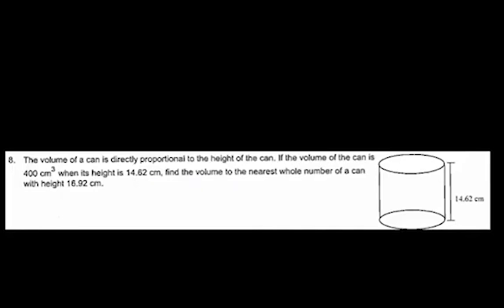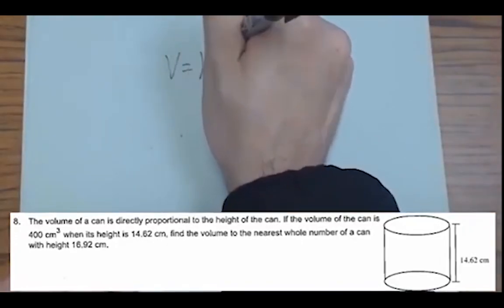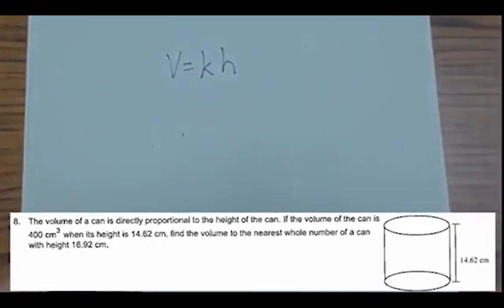The volume of a can is directly proportional to the height of the can. If the volume of the can is 400 cubic centimeters when the height is 14.62 centimeters, find the volume to the nearest whole number of a can with height 16.92 centimeters. So pull out what we need. First, the first sentence tells us the volume of a can is directly proportional to the height of a can. Let's call volume V and height H. V is directly proportional to H.